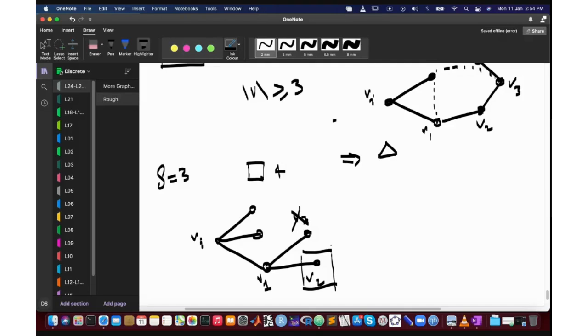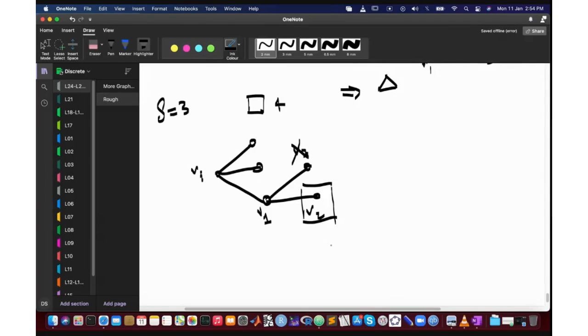So V2 has to have two more neighbors, and then those two neighbors should have two more neighbors. And since we have a finite number of vertices, we have to revisit some previously visited vertex. So there will be a cycle like this. Yeah, I agree with you. You are almost through. But there is one critical bit of information missing, which we have to state at this point.